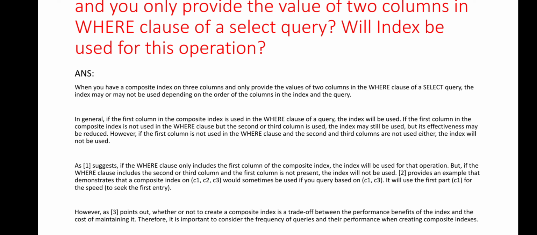If the WHERE clause only includes the first column of the composite index, the index will be used for that operation. But if the WHERE clause includes the second or third column and the first column is not present, the index will not be used. Provide an example that demonstrates that a composite index on C1, C2, C3 would sometimes be used, if you query based on C1, C2.